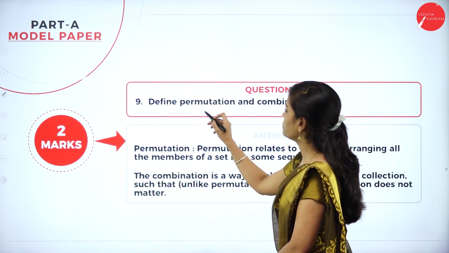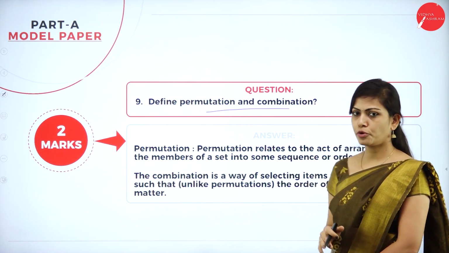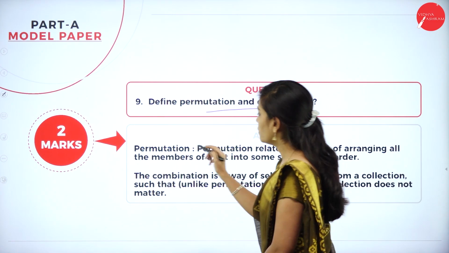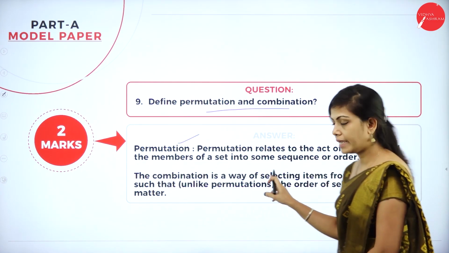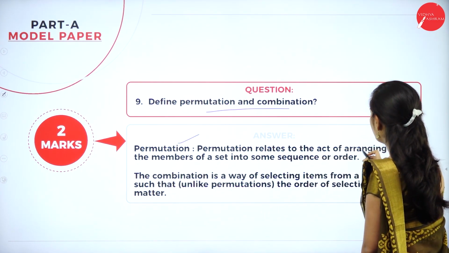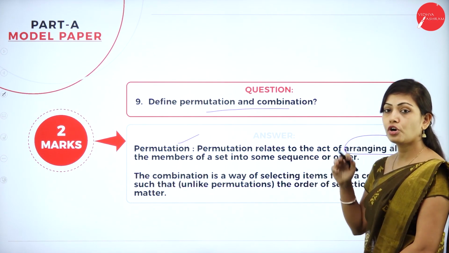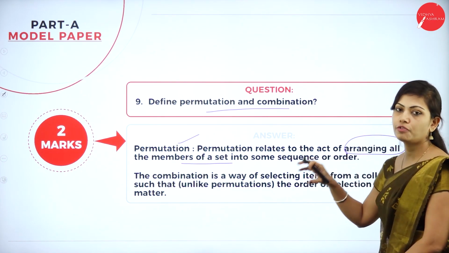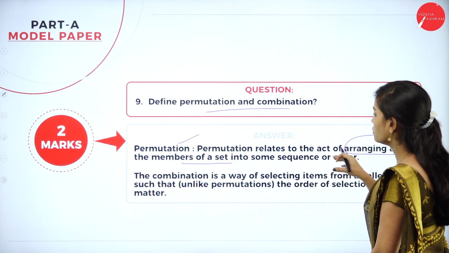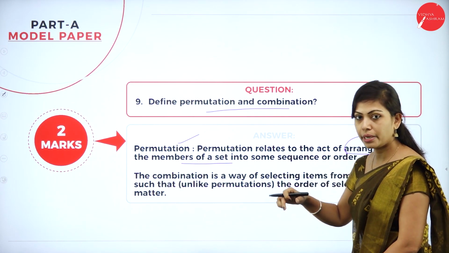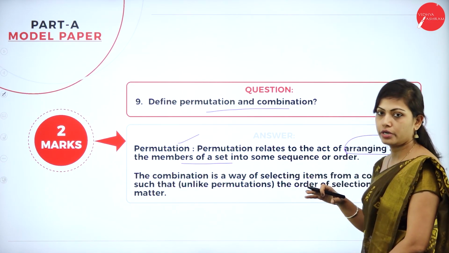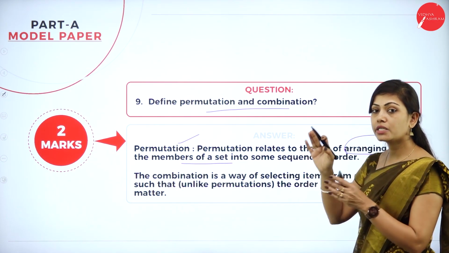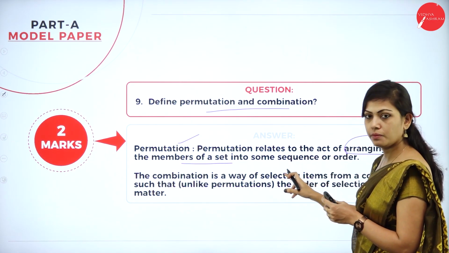And the next one is define permutation and combination. Very, very important question. So what is the definition of permutation and combination? Permutation is the act of arranging all the members of a set into some sequence or order. So in permutation, we are arranging the elements of a set in some sequence of order, right? We are arranging the elements. So arrangement matters in permutation.